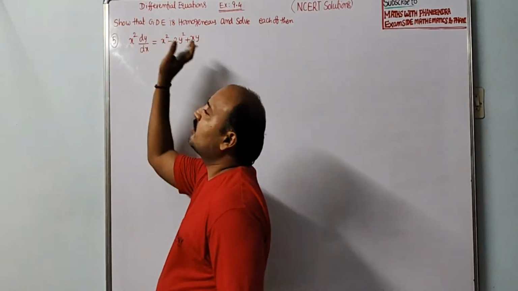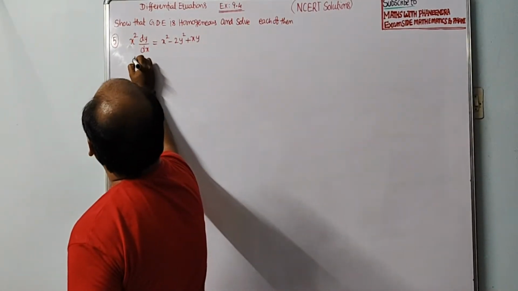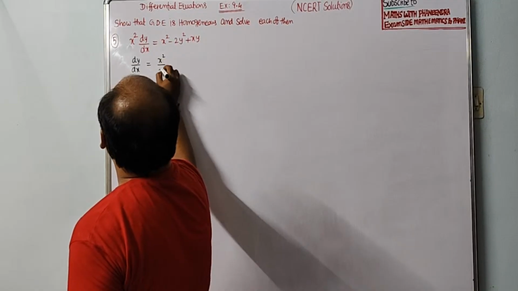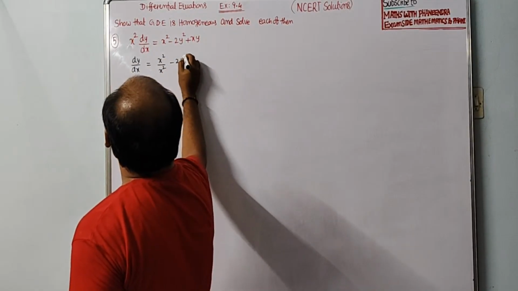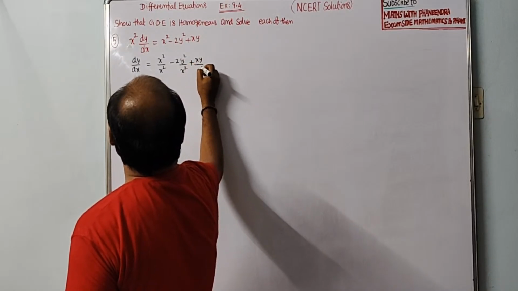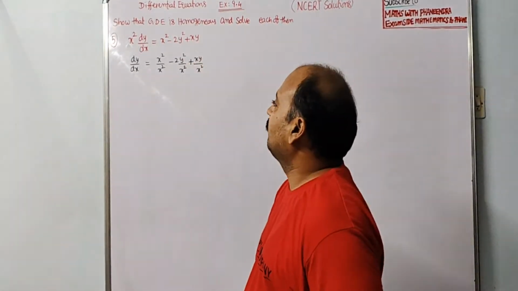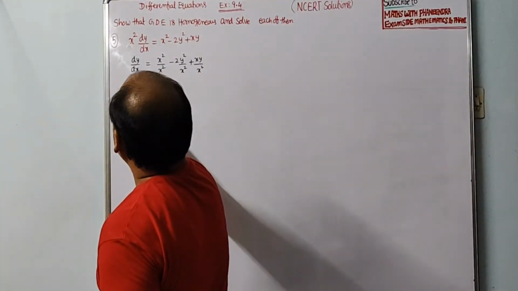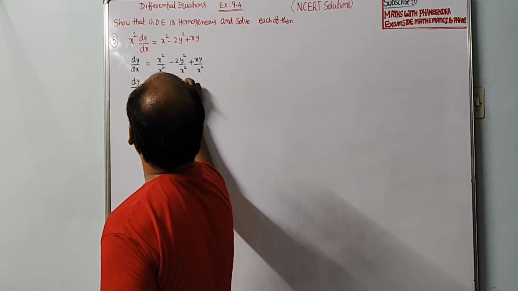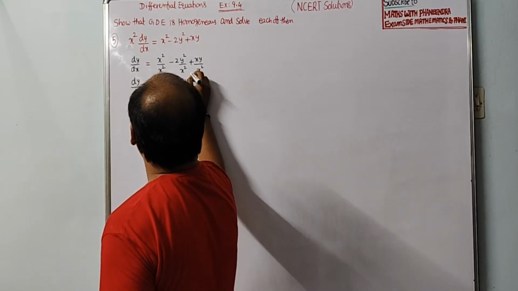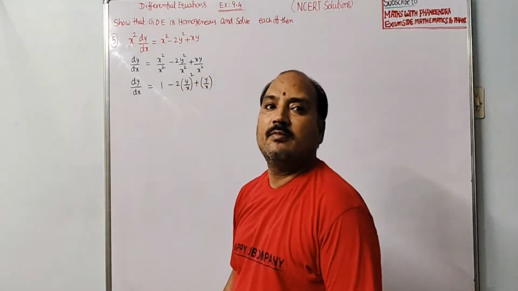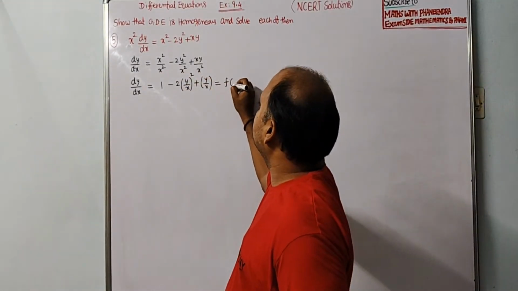First, x square bring this side: dy by dx equals x square by x square minus 2y square by x square plus xy by x square. So dy by dx equals 1 minus 2 into (y by x) whole square plus y by x. This is equal to f of x comma y.